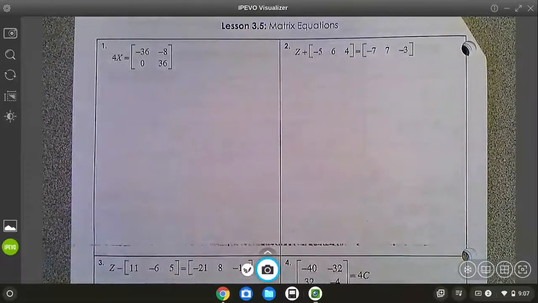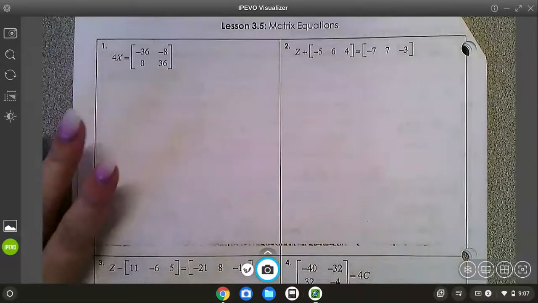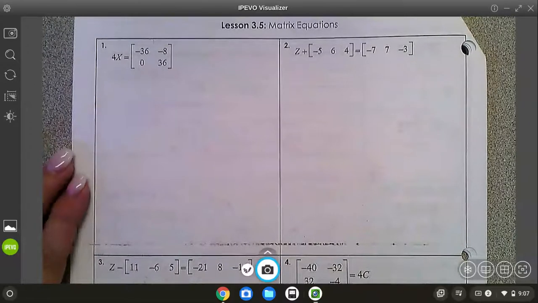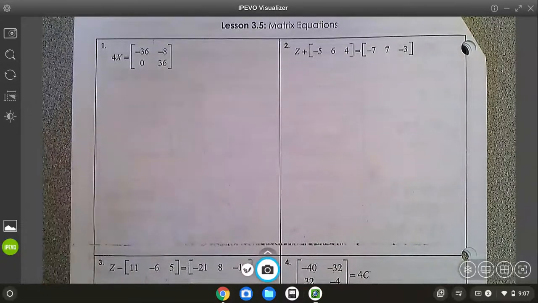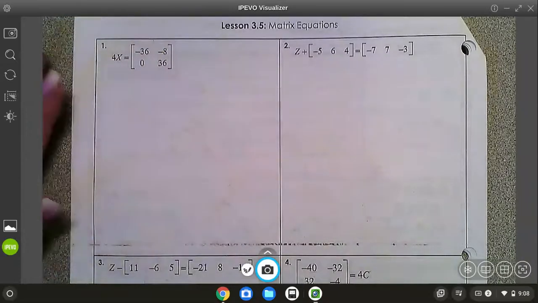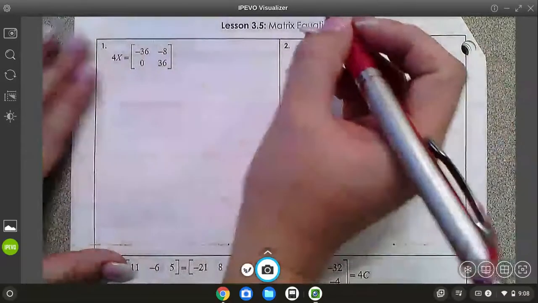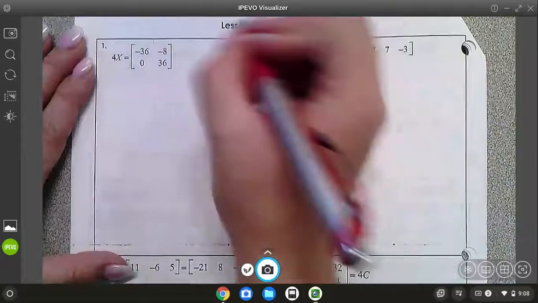All right, 3.5 is on matrix equations. So this is on solving equations, and the steps that we do are very similar to equations that you learned in Algebra 1. You kind of follow the same steps, except we're working with matrices instead of just single numbers. You don't need to write this down. I'm going to throw an example out.